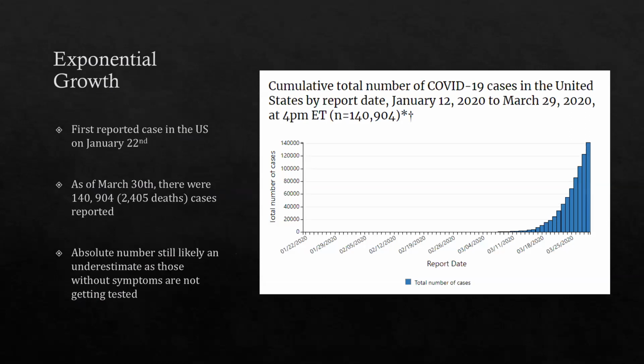This is a little outdated since I took this chart from Monday, but we all know that the first reported case in the US was at the end of January. That probably wasn't the actual first case, but it's the first one that we know about that was tested and reported. The CDC updates this every day, but as of March 30th, I believe Monday, there were 140,904 cases with about 2,400 deaths reported. Obviously, we all think that's probably an underestimate because we can't test everyone with our testing right now, and there are probably quite a few people that have very mild symptoms or don't end up presenting. You can see we have the first case here and how things have taken off exponentially.